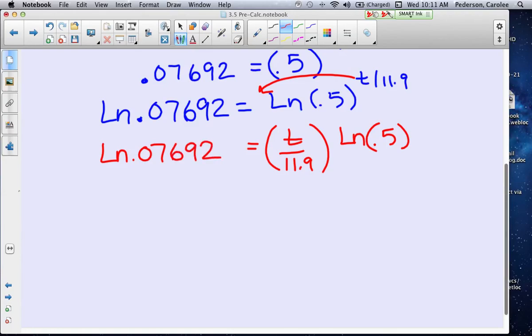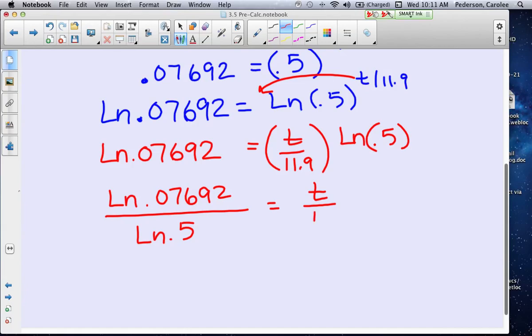Okay, what do we want to do next? Very good. Get rid of that natural log of 0.5 on the right. So divide it. All right, so let's enter that into our calculator. The natural log of 0.07692 divided by the natural log of 0.5 is approximately 3.7.